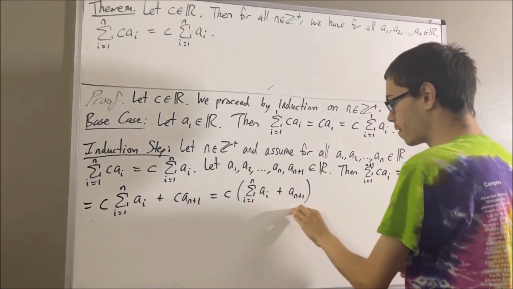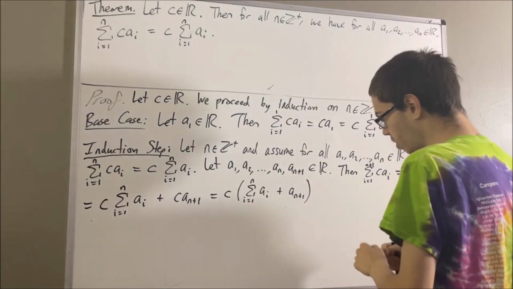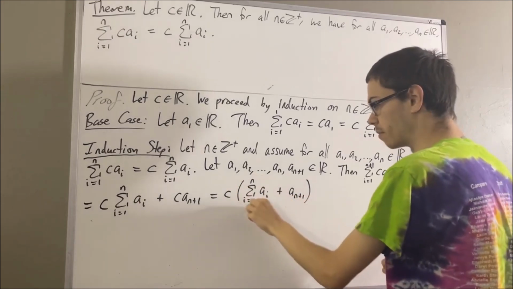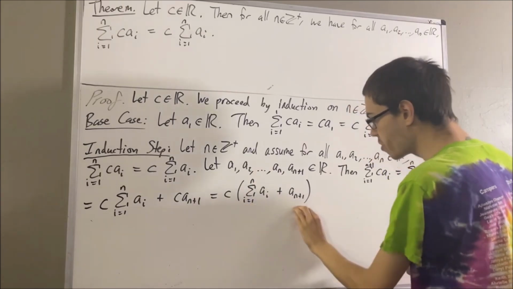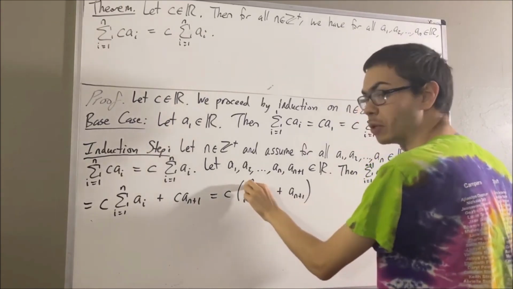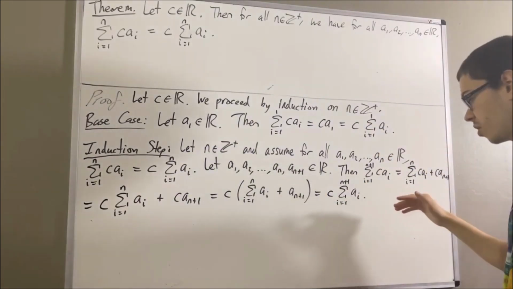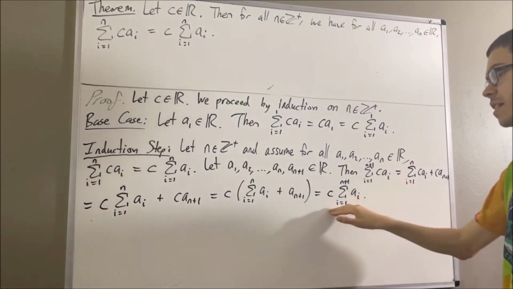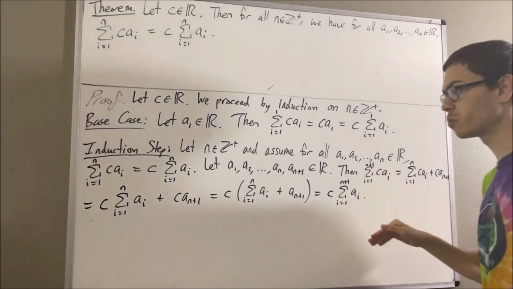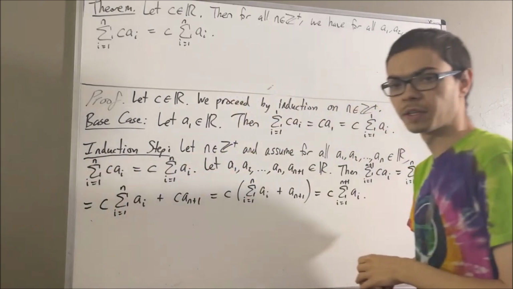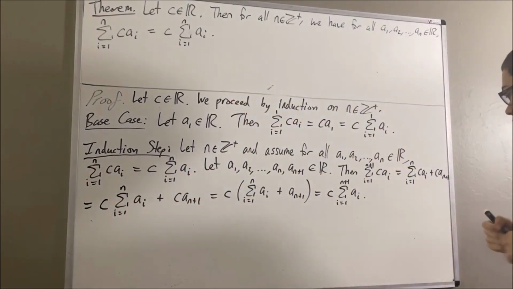But now notice what we have inside this parentheses. We see that a(n+1) is really the n plus 1th term of this sum. So really, we can rewrite this entire thing as the sum from i equals 1 to n plus 1 of a_i. So as you can see, we have shown that this is equal to this. Which means we've shown that this is true, where instead of n, we have n plus 1. And that was the whole goal of the induction step. So this completes the induction step.